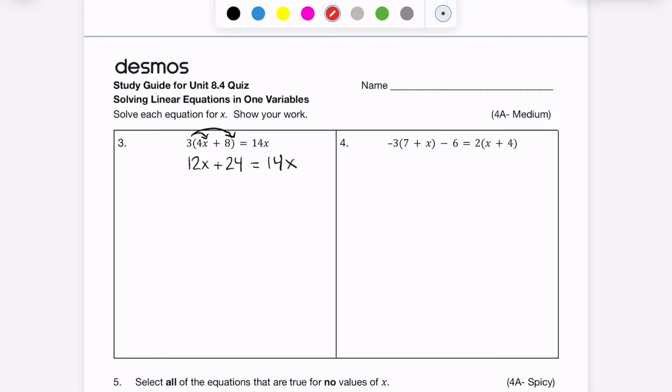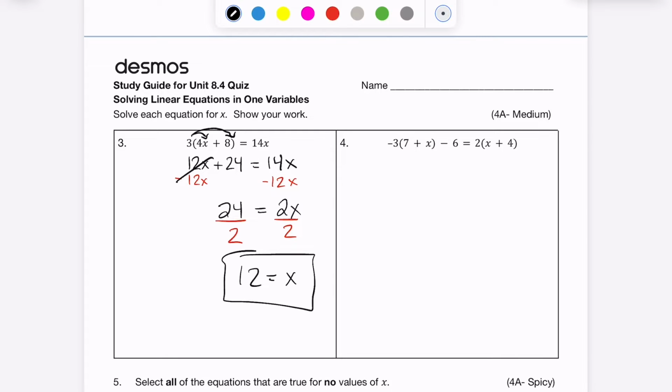So what I'm going to do is I'm going to take away this 12x. I'm going to take away this 12x on the right-hand side too, because then I'm going to end up with a really basic equation that 24 equals 2 times x. Okay, and at that point, all I need to do, x is being multiplied by 2, so I'm going to divide by 2. If 2x equals 24, then 1x equals 12. And that's my answer.